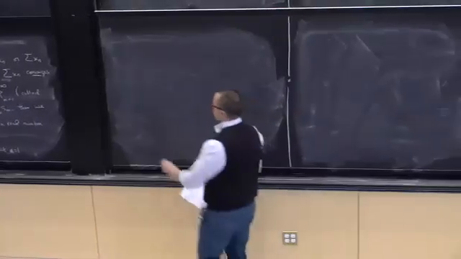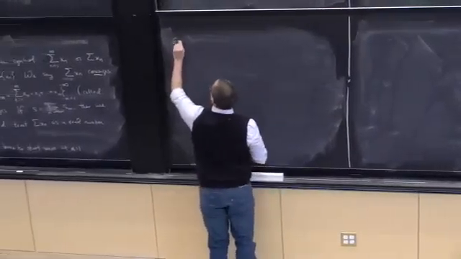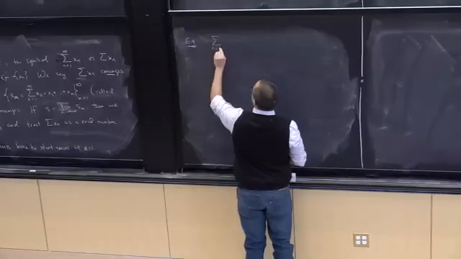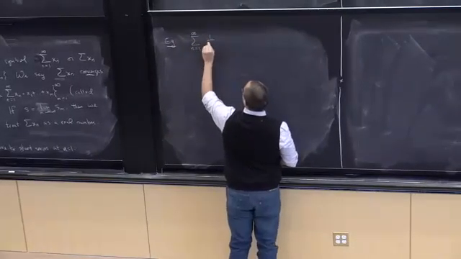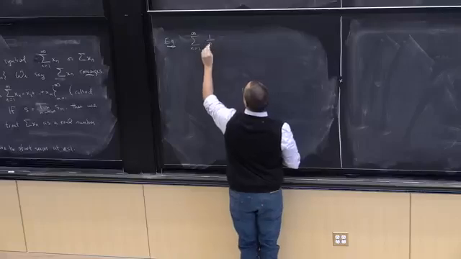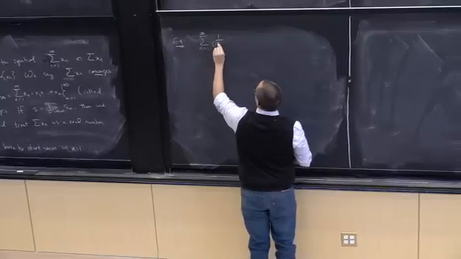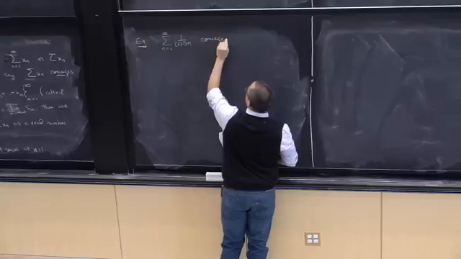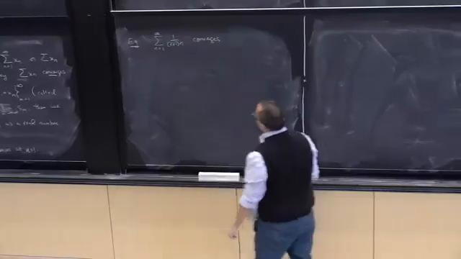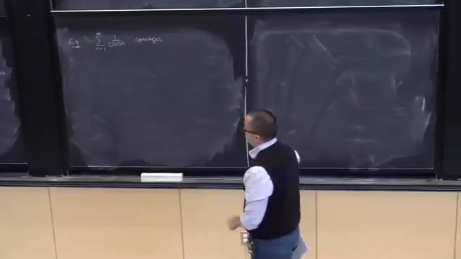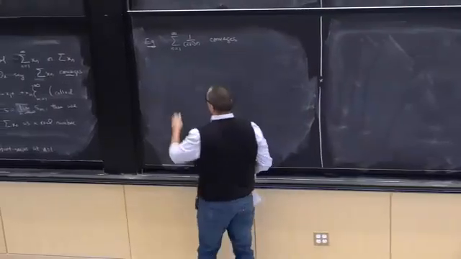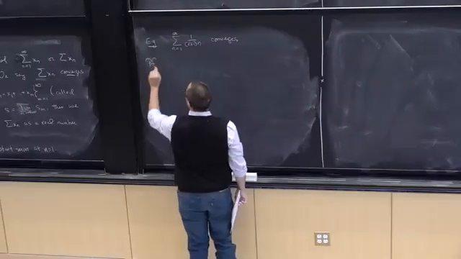Okay, so some examples. The series sum from n equals 1 to infinity of 1 over n plus 1 times n. This is a convergent series. So why is this? Let's look at the proof.